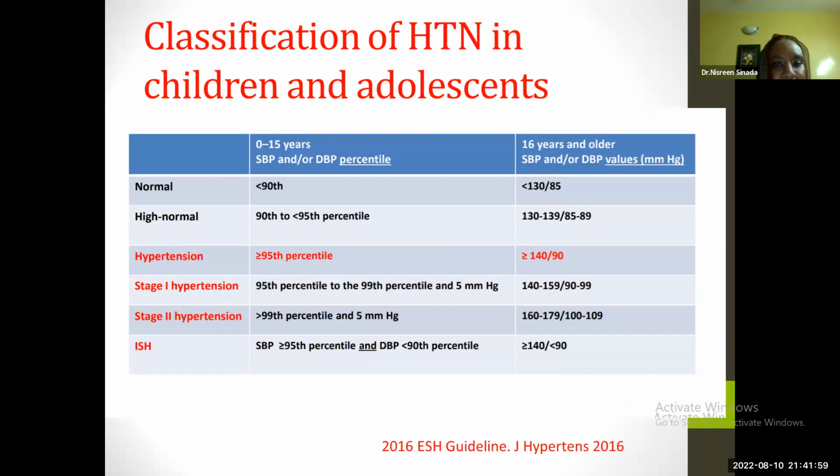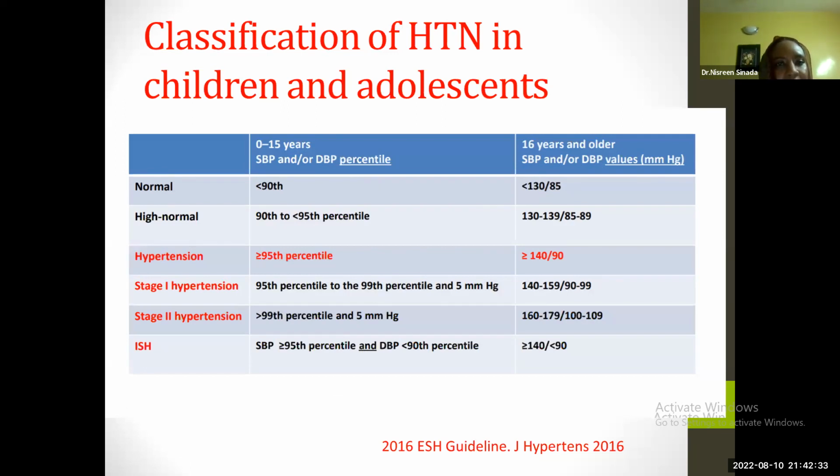This is the classification for the European Society of Hypertension guideline in 2016. They defined the patients by the age from 0 to 15 and 16 or higher. So the hypertension, as we said, is more than or equal to the 95th percentile, and stage 1 and stage 2 hypertension, as we said. But in 16 years or older, the hypertension is defined if the blood pressure is 140 over 90 or more.